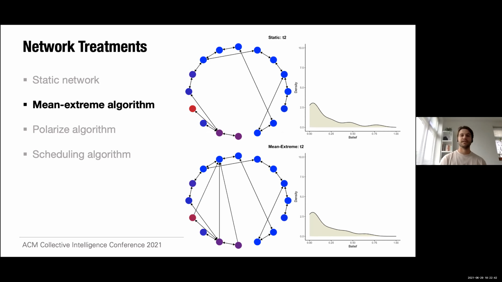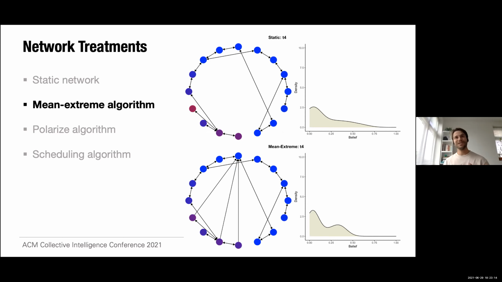The next treatment is one of our 3 candidate algorithms, which we've called the mean extreme algorithm. The aim of this algorithm is to boost individuals' accuracy by centralizing the network around potentially accurate individuals. So what it does is it first calculates the mean belief in a network and identifies whether it's closer to 0 or 1, so which alternative it favors. It then identifies the agent holding the most extreme belief in favor of that alternative that's supported by the mean, and adds directed edges from that extreme agent to the 3 agents holding the beliefs furthest from it.